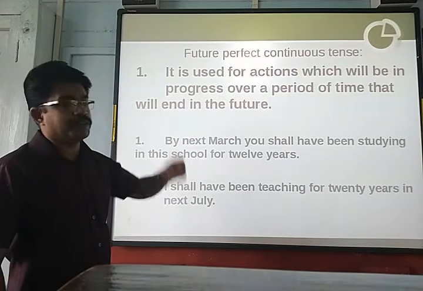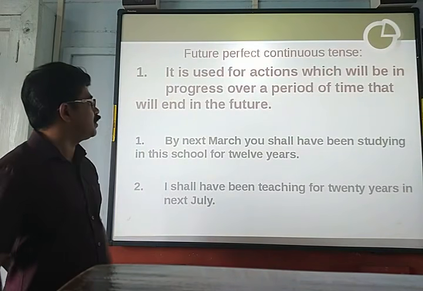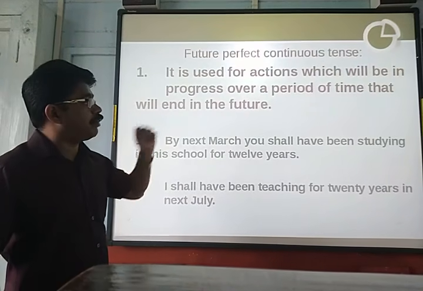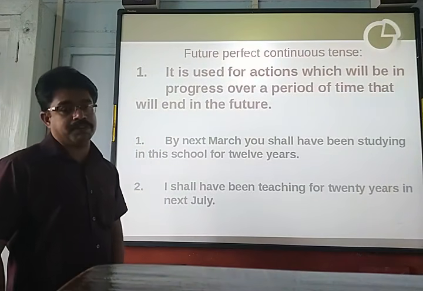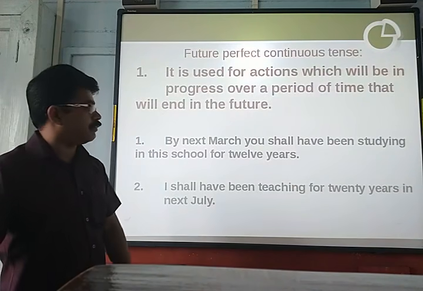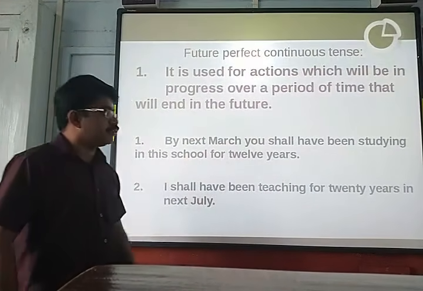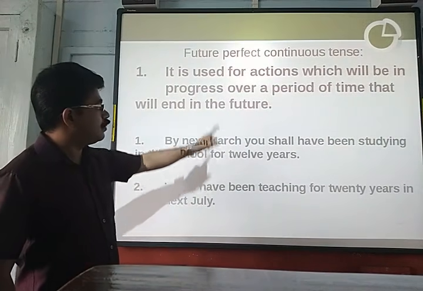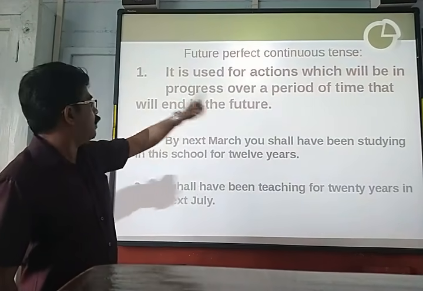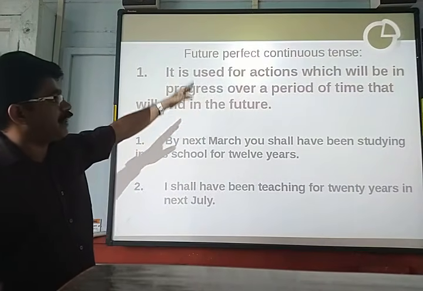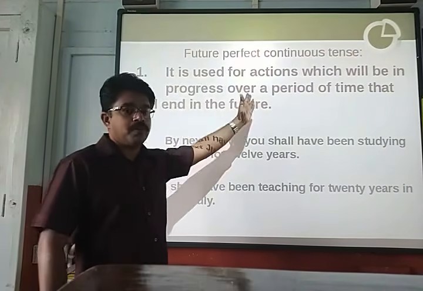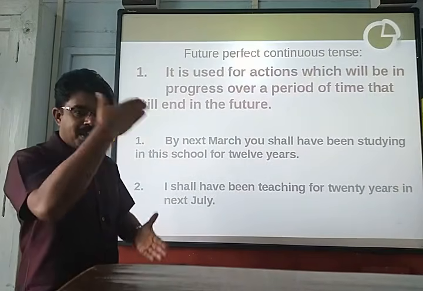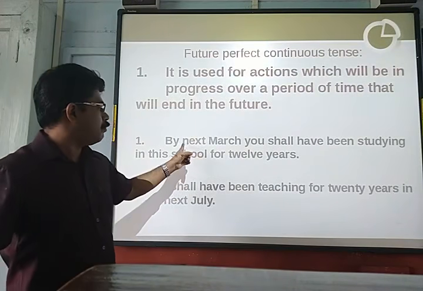Future perfect continuous tense. Just simple usage. It is used for an action which will be in progress over a period of time that will end in the future. Something that will end in the future. By next March, you shall have been studying in this school for 12 years. Progress over a period of time that will end. So activity, action which will be continuing for some time. In the future as well it will be continuing, and then in the future it will come to an end. That is used. By next March.